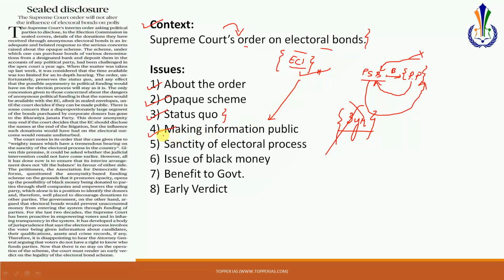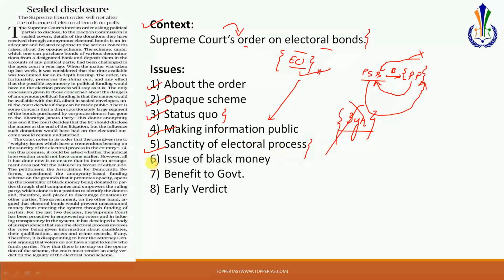Next is the issue of the sanctity of the electoral process, which in this particular case is in question, because it might happen that the ruling government has got some benefits from one particular party, as a result of which the opposition is damaged. So this entire issue is becoming very opaque and very complex, and this itself is questioning the sanctity of the current election process.